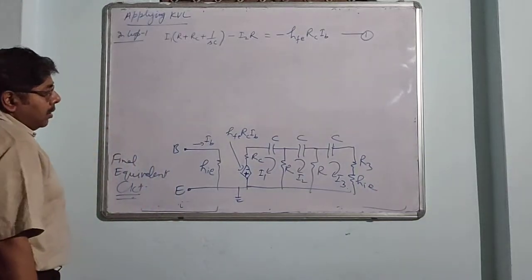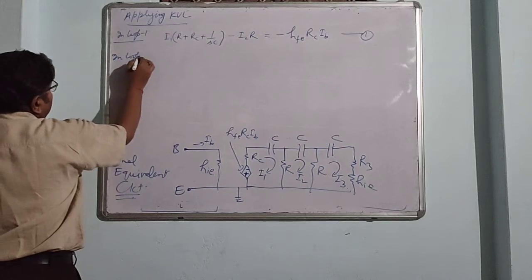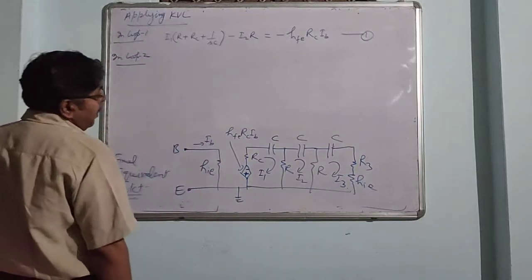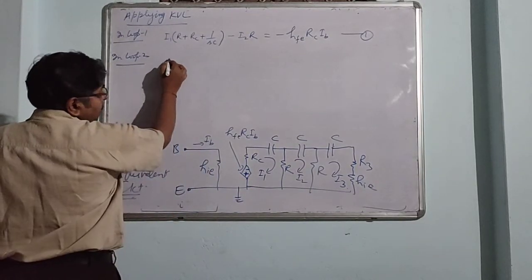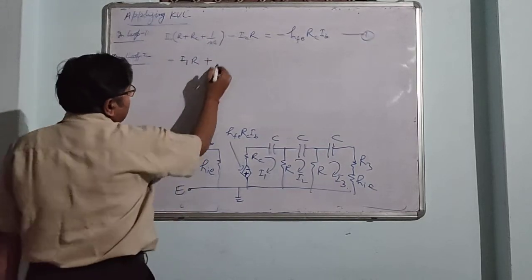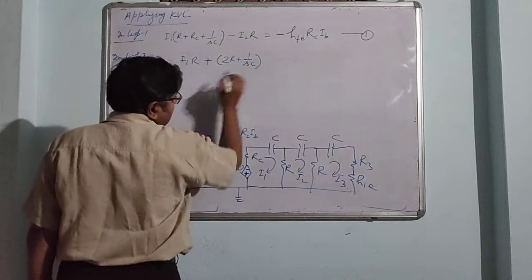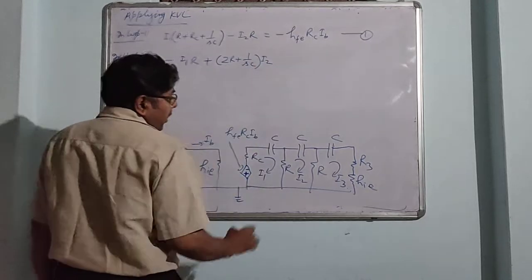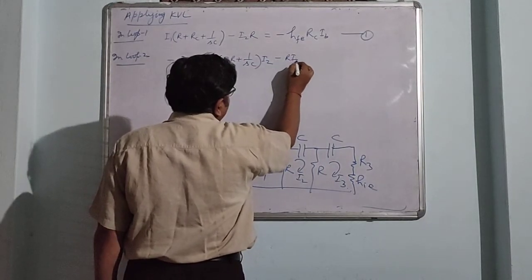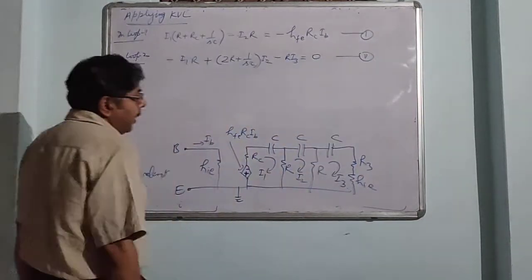Now for the second one, in loop 2, for the second loop, you have to write minus I1 R plus 2R plus 1 upon SC I2, and I3 is opposite, so minus R I3, this must be equal to 0. This is the second.